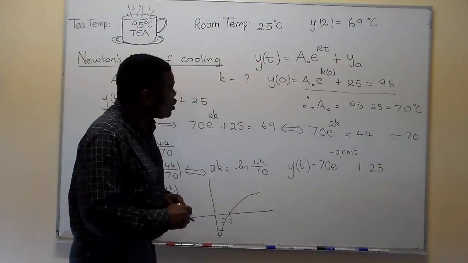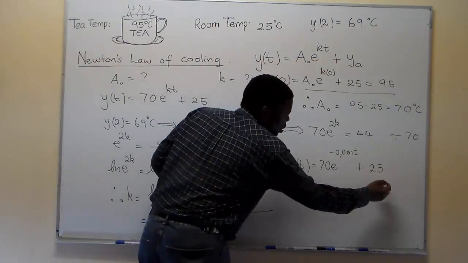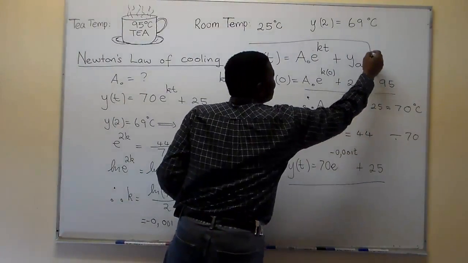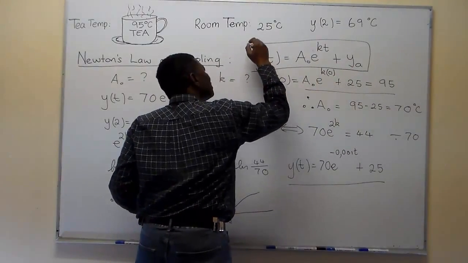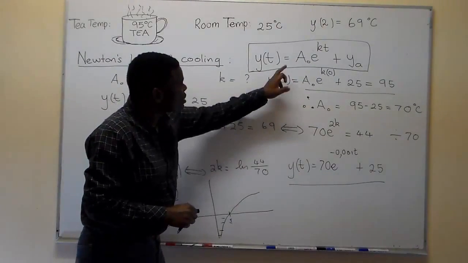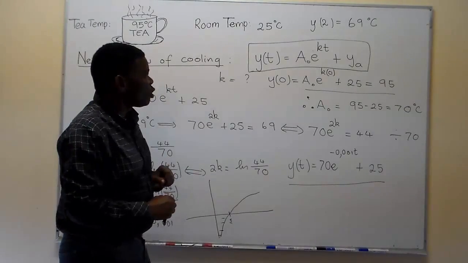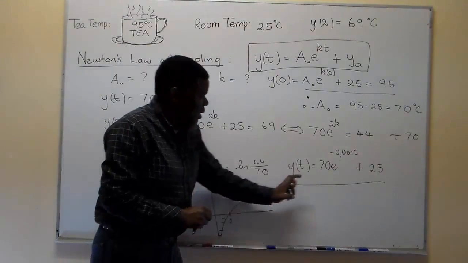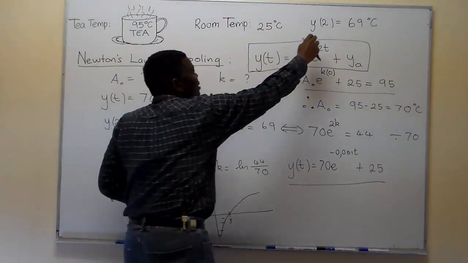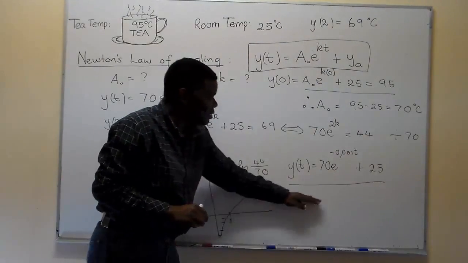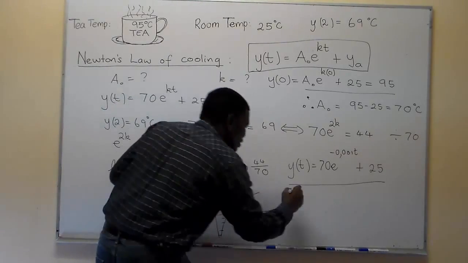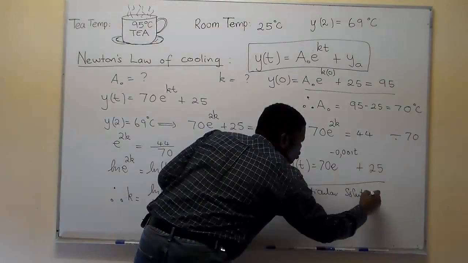This is a particular function which describes exactly how the temperature of the cup of tea is changing. Comparing what we have here and this general model we've got there, we'll say this is a general solution for the differential equation which arises from Newton's law of cooling. What we've got here is a function which satisfies the initial conditions which were given. Then this is called a particular solution to the differential equation.